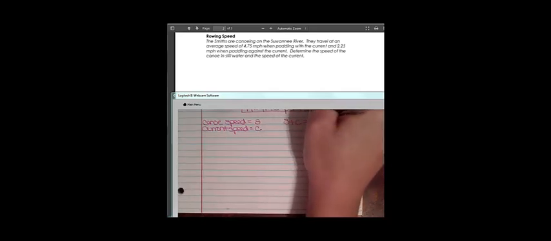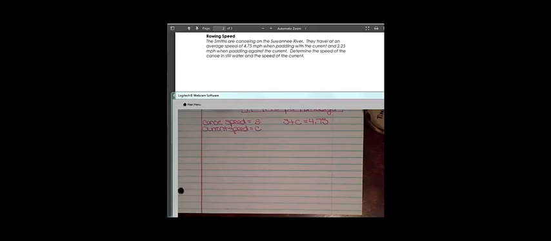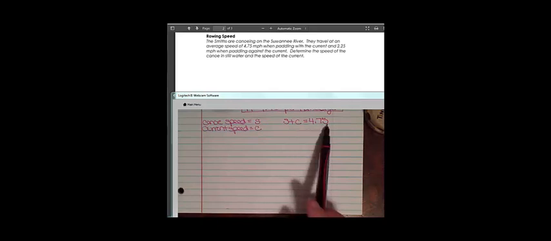It's kind of like thinking about walking on an escalator. If you walk on an escalator, you're going to go whatever your speed is plus the speed of the escalator, and that's going to give you your total speed. So that's how this problem is working.